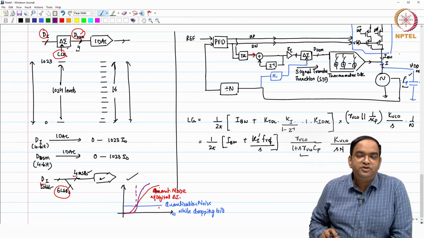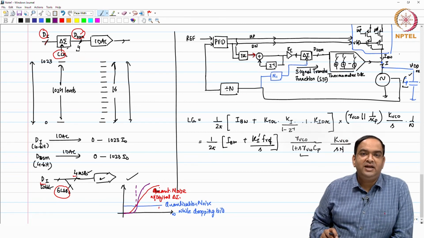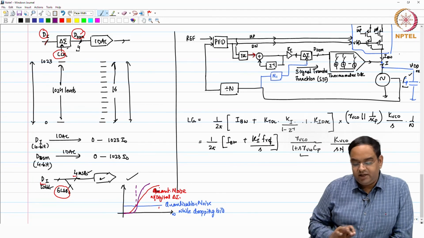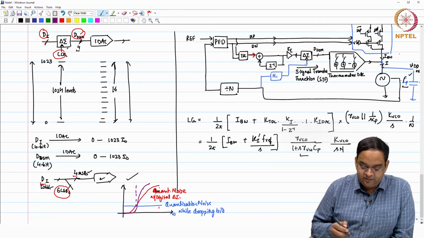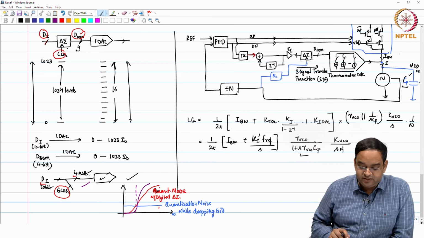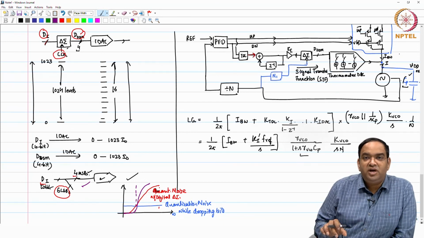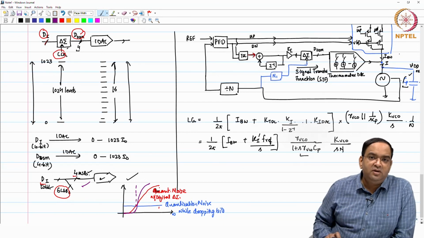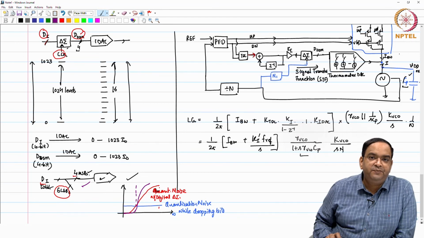Those are the details which one can look into when one is designing the digital delta sigma modulator. If you are not using digital delta sigma, you can very well go ahead with this, but then you have this quantization noise, so you have to have a lower bandwidth in the system. Okay. Thank you.